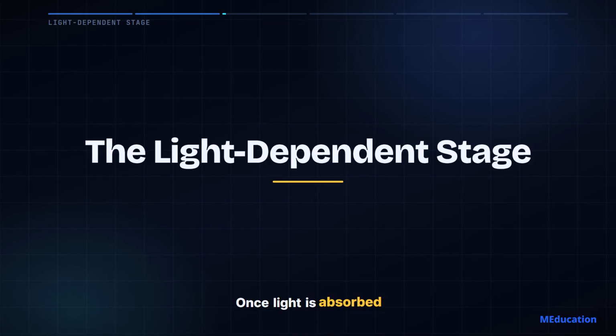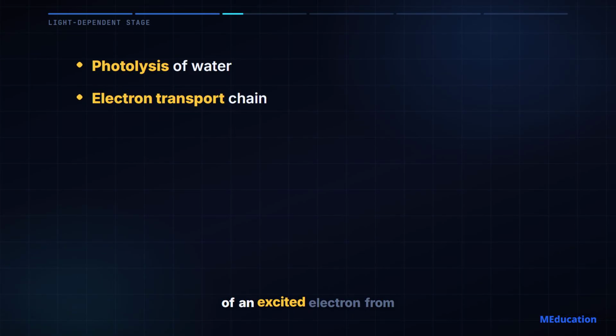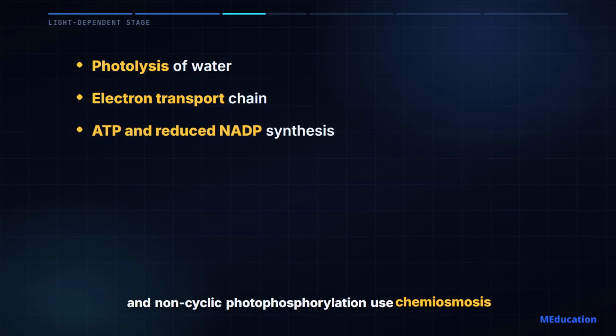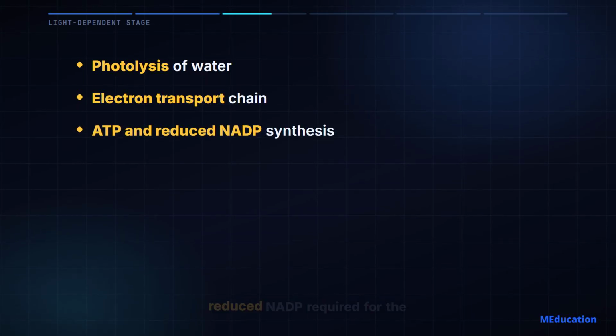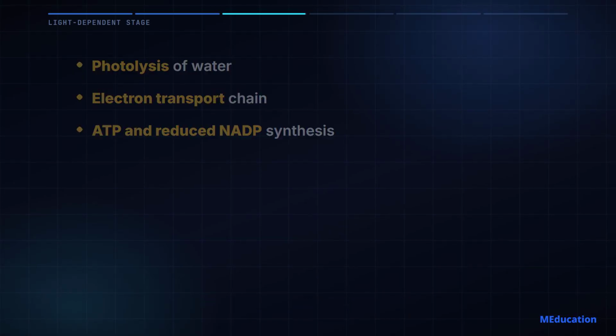Once light is absorbed, the biochemistry begins. This is where light energy is captured. You will trace the path of an excited electron from a split water molecule down an electron transport chain. You will learn how cyclic and non-cyclic photophosphorylation use chemiosmosis to generate the ATP and reduced NADP required for the next phase. This is a sequence of redox reactions. If you understand the flow of electrons and protons, you can answer any structured question the examiner throws at you.